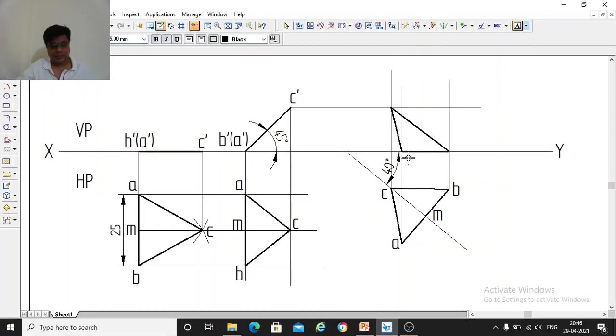So this is A dash, this is B dash, this is C dash. So write it neatly and legibly. So this is A dash, B dash, C dash. So this is the front view of this triangle when the median appears to be inclined at 40 degrees to VP.